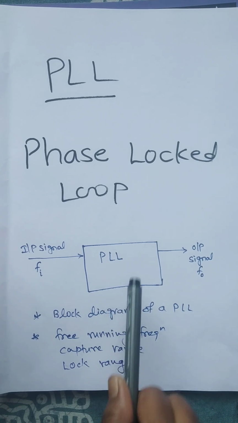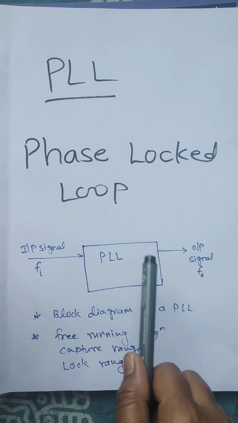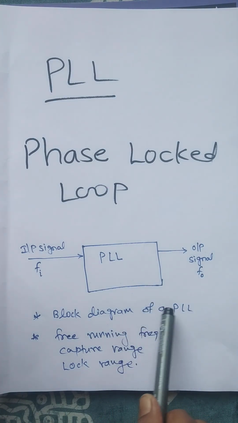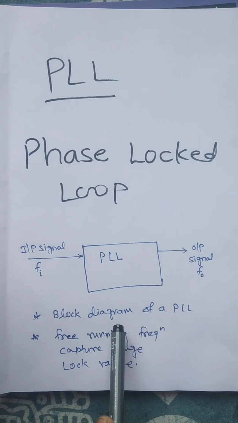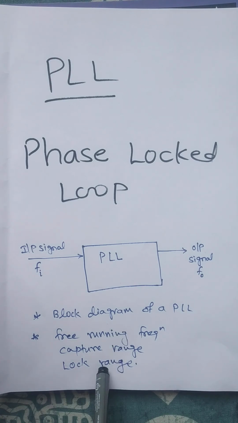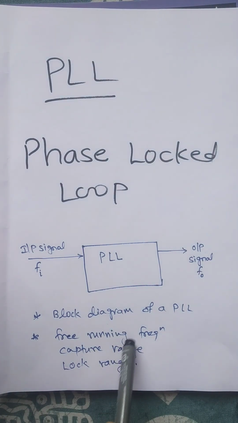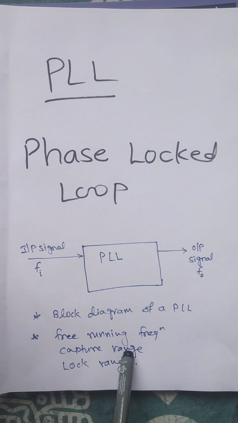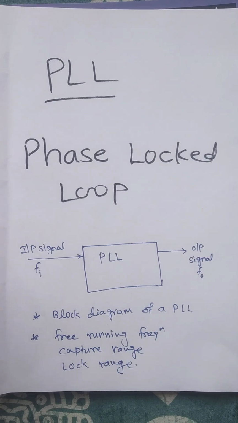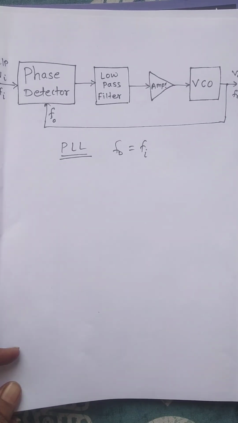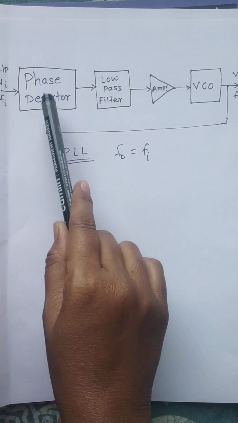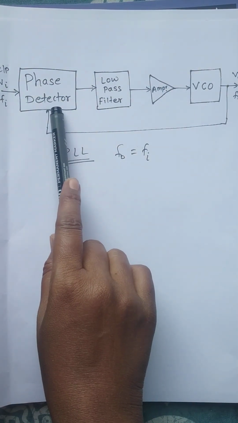Okay. Now in this PLL, two points are very important. One is the block diagram explanation of the PLL, and another is three terms related to the frequency: free running frequency, capture range, and lock range. Now with respect to the block diagram, if we see the blocks of the PLL, the first block is the phase detector.